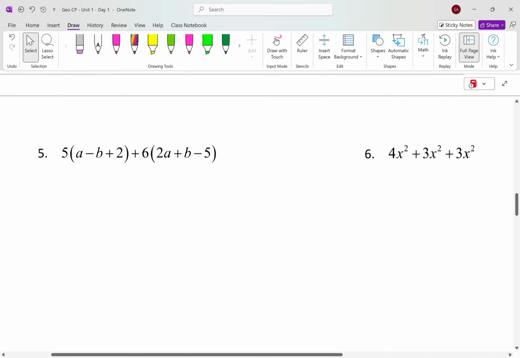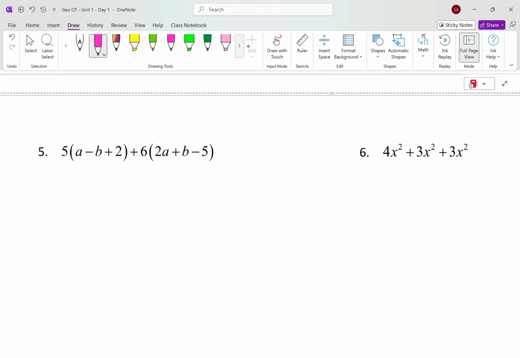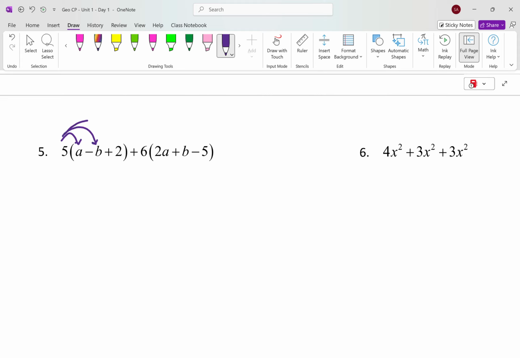We'll go to number 5 and then jump around. So here I have the parentheses, which means we have to distribute. So I'm going to distribute the positive 5, but that positive 5 is going to all 3 terms, and the positive 6 is going to all 3 terms.